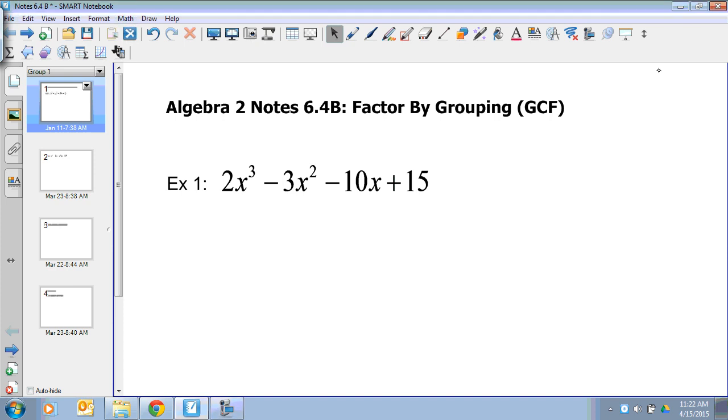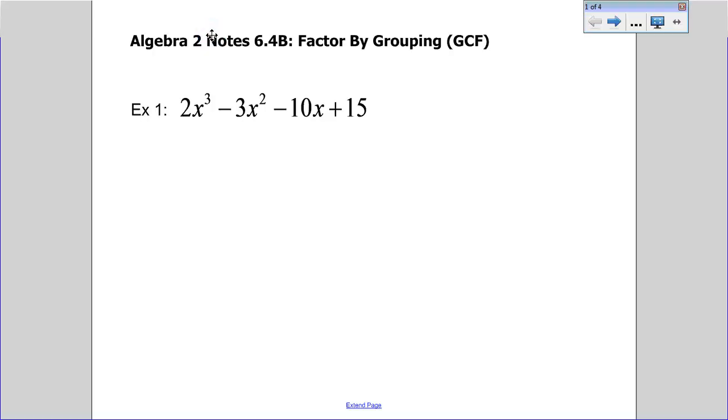And gentlemen, we're going to take a look at today's lesson. And it's factor by grouping. And really what grouping means is we're looking for greatest common factors among different sets of terms.